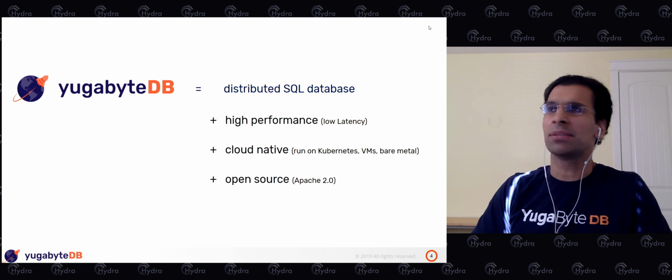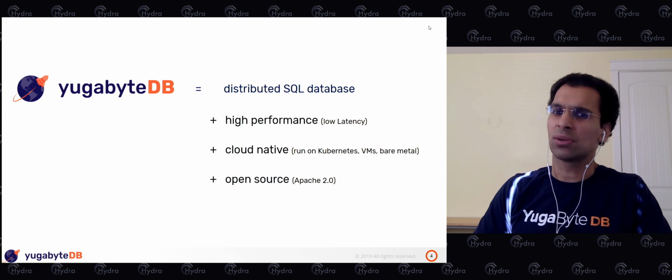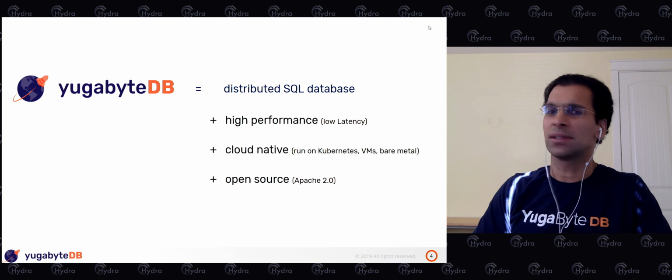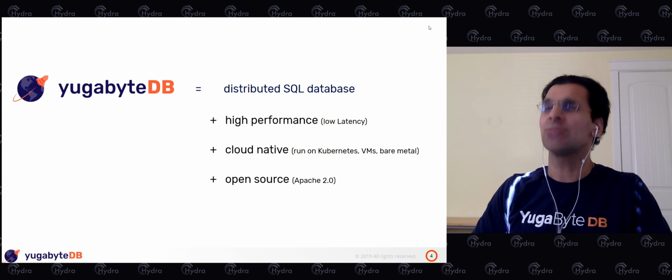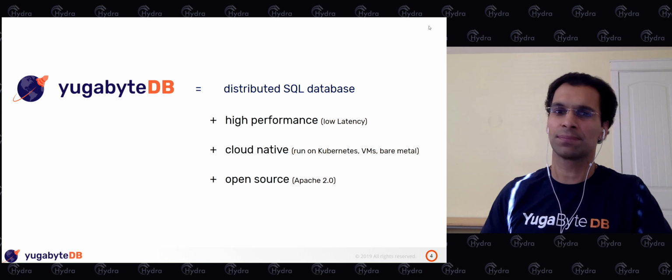Now, YugabyteDB is a distributed SQL database, which is built with high performance in mind. So all C++ from top to bottom. It's cloud native, so that means you can run it on Kubernetes, VMs, bare metal, anywhere. It doesn't really have any external dependencies. And it's fully open source. So just like PostgreSQL, it's fully open source under the very permissive Apache 2.0 license.